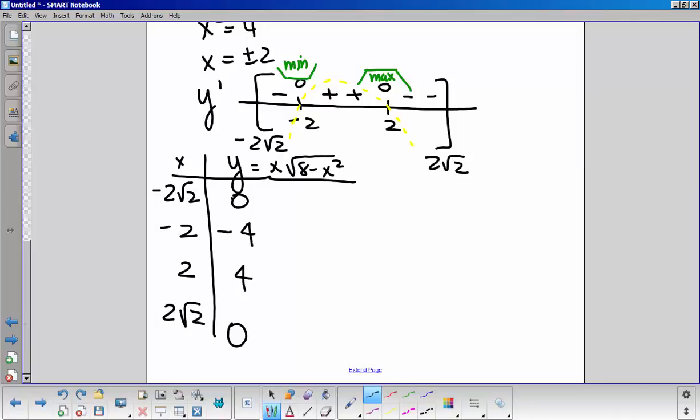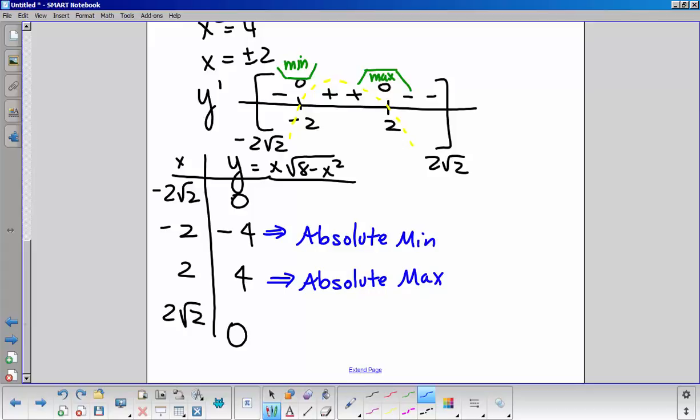So what wins the absolute max award? 2. This one is the absolute min. Now, what did you do to go from 0 to negative 4? You went down, right? So that makes this a relative max. What did you do from 4 to get to 0? You went down, right? So this is a relative max.